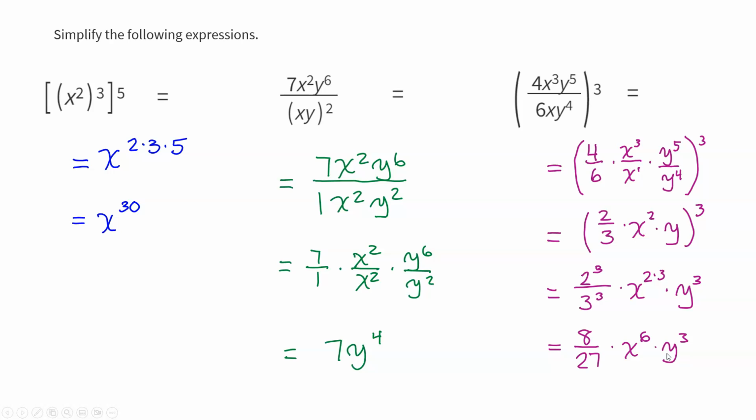And more often than not, you're going to see it written differently. Since these two values are technically in the numerator, they're just going to be moved to the numerator. So you might see it written as 8x to the 6 y cubed all over 27.